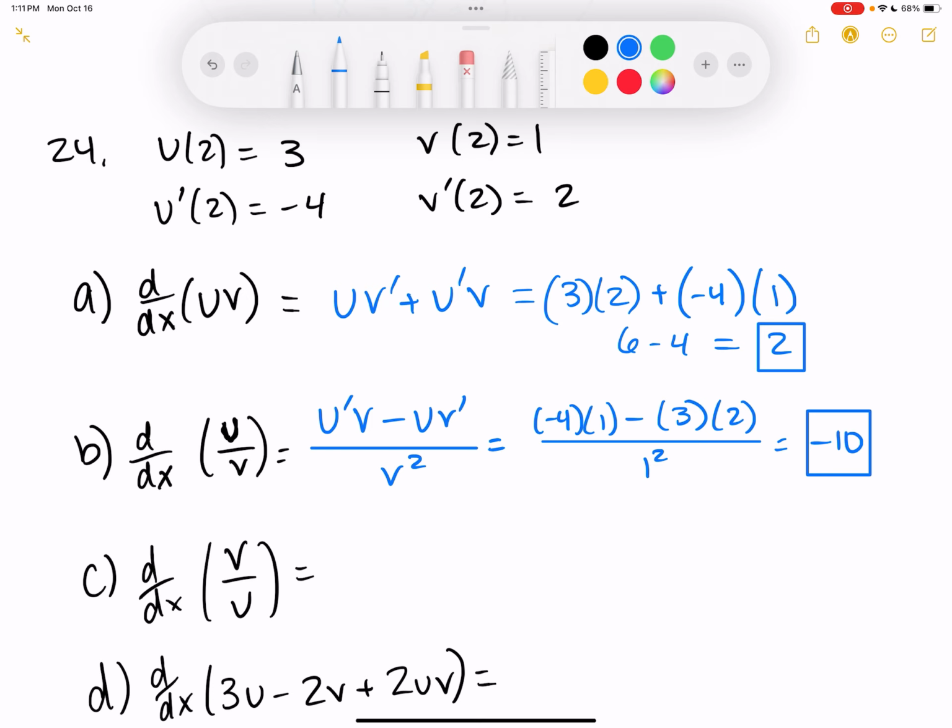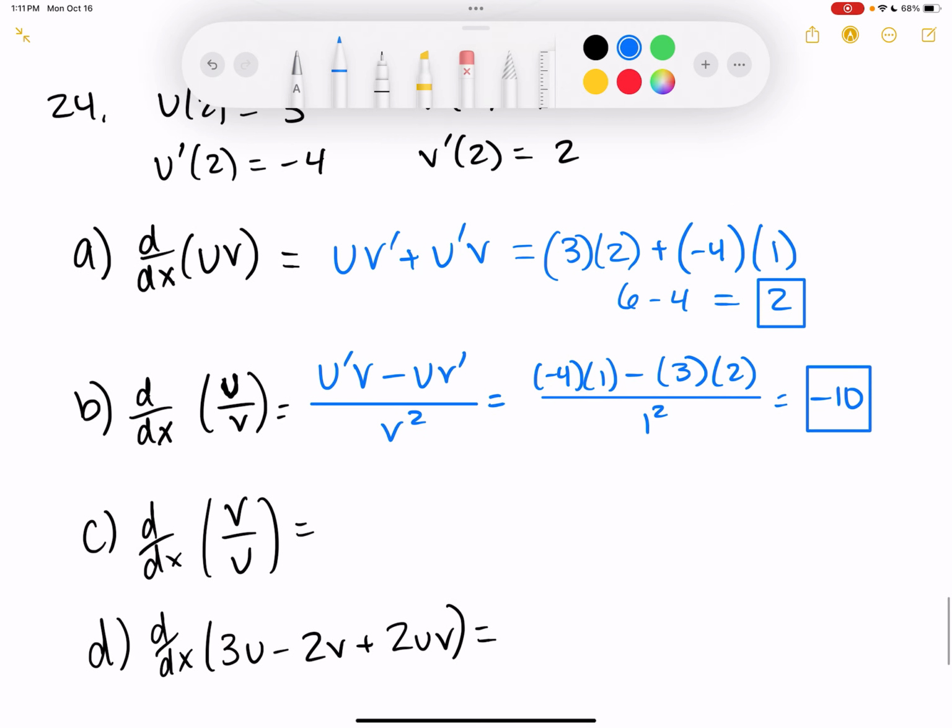So then V over U would be V prime U minus, oh goodness, this is confusing, V U prime. It's hard when the letters are backwards for the letters that we normally use. So yes, it's backwards because it's always the derivative of the top times the bottom minus the top times the derivative of the bottom. Okay, so then it's going to be U squared? Yeah. Okay. Which is why a lot of times I actually won't say V and U when I'm doing it, because when you get to problems like this, it gets confusing.